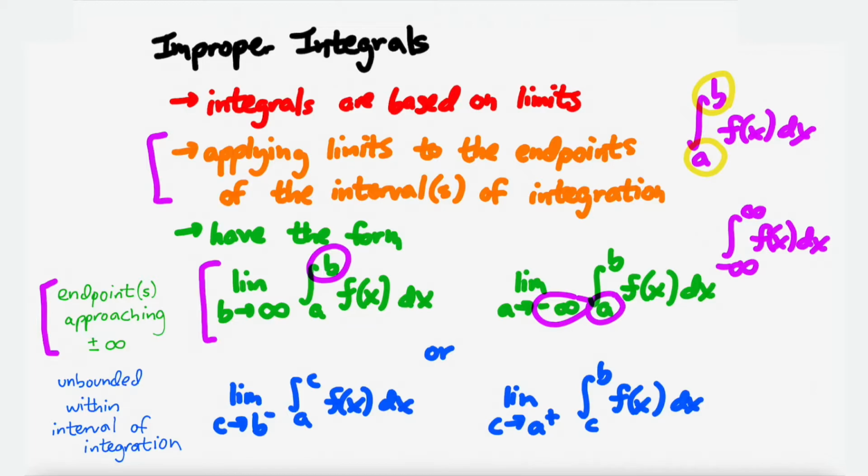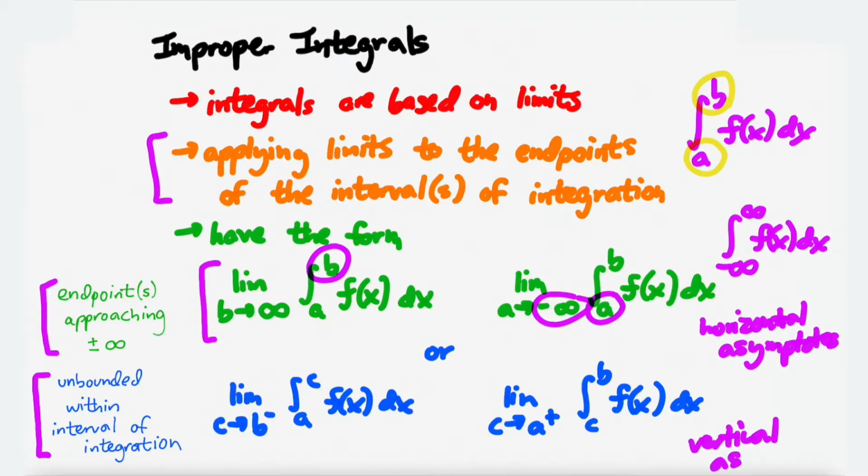The other form of improper integrals is where it's unbounded within the interval of integration. I'm going to show you an example to make more sense of this, but we want to think of the green as more like horizontal asymptotes. The blue would be vertical asymptotes. Just to tie it to something you already know a little bit about. And it says unbounded within the interval of integration.